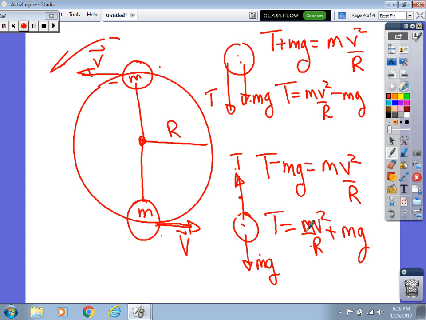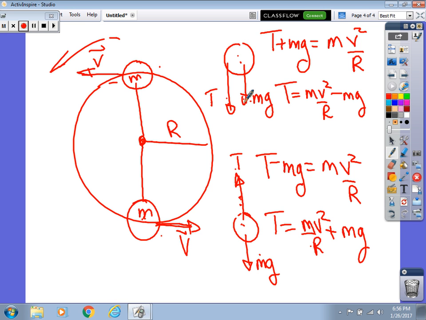Where is the tension the greatest? Or what I like to ask is, where is it most likely to break? Well, if you look at the tension, this has got a plus sign. And it's because these two guys are fighting against one another. So tension has to work that much harder to hold it into the circle, as well as fight against gravity, fight against the weight. So it's most likely to break down here at the bottom. Look up here.